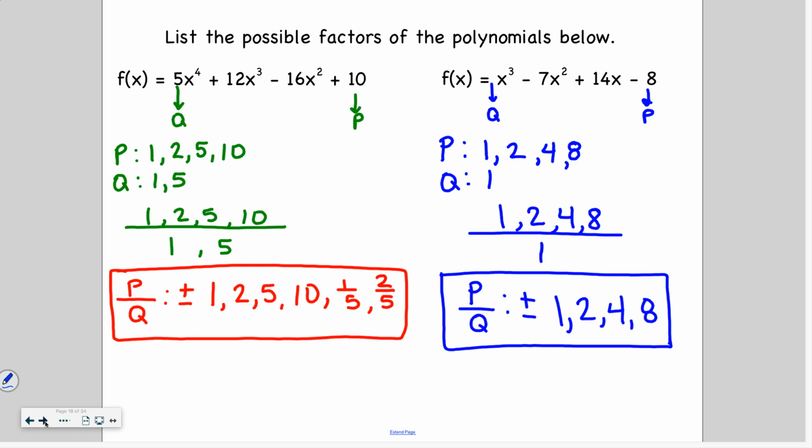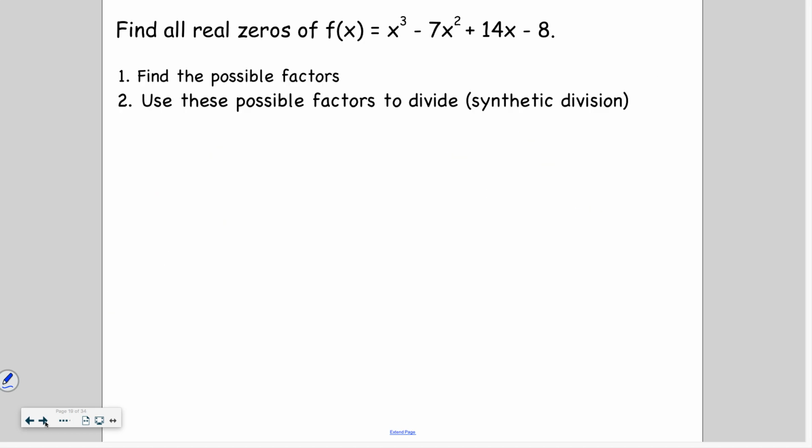All right, now the next one. We're going to find all the zeros now. Okay? Now, first of all, you have to do p over q. So you've got to list all the possible factors. So this is p over q. Okay? Then we're going to use these possible factors to divide. So we're going to use synthetic division. First thing we need to know, though, how many zeros are there? So if I look at this, how many zeros?